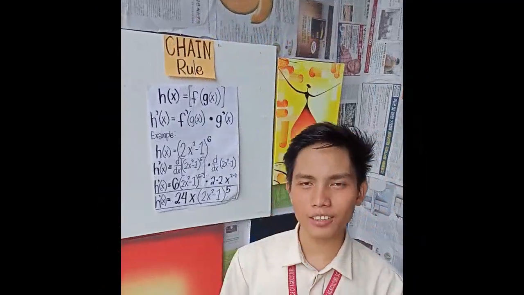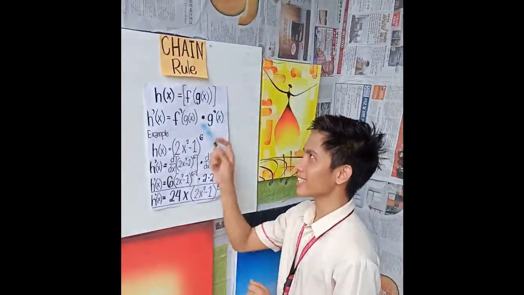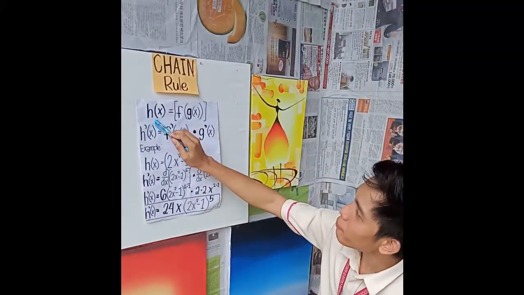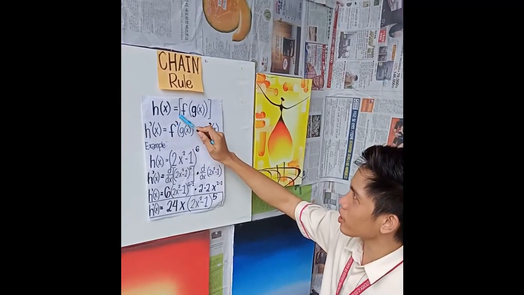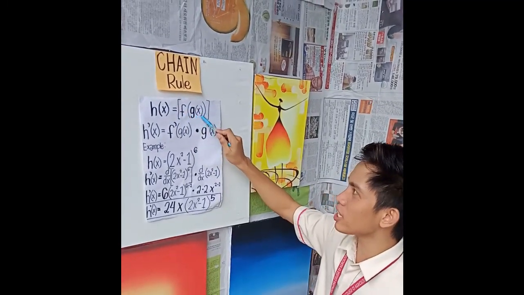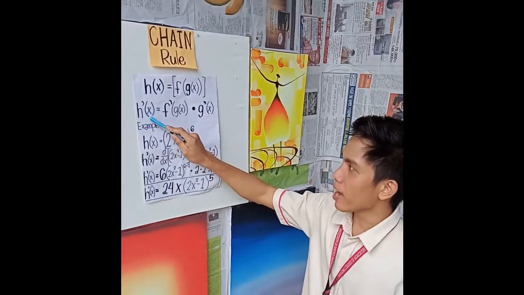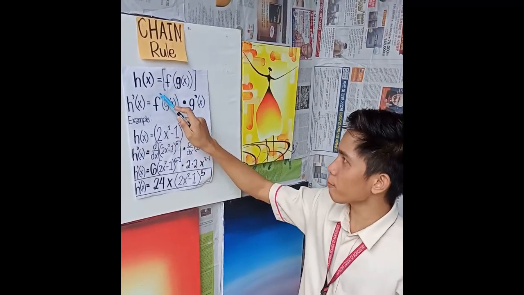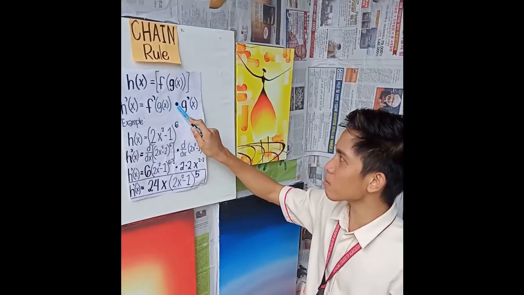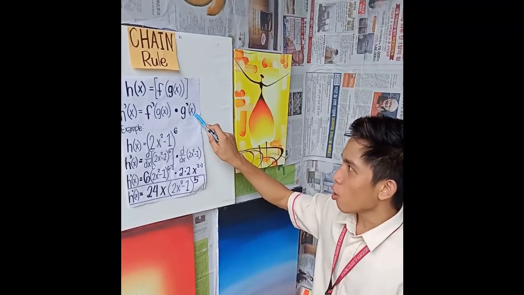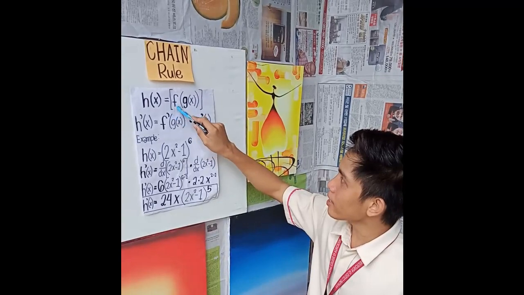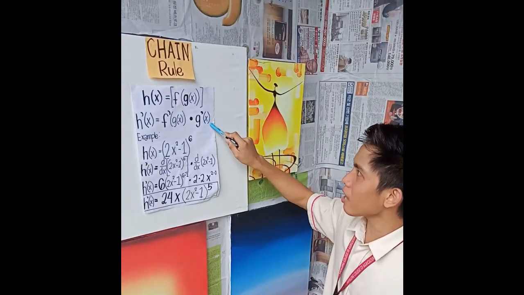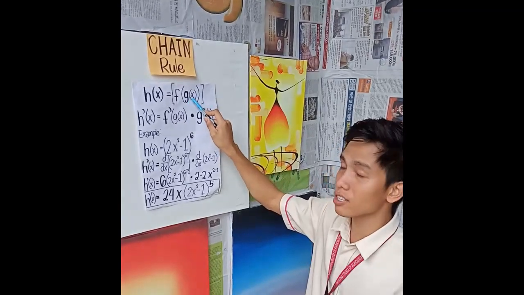Last, we will now talk about the chain rule, a core principle in calculus which is a little bit difficult. So if we have some function h of x is equal to f of g of x, our h prime of x, or the derivative, is going to be equal to f prime of g of x times g prime of x, or the derivative of the outer function times the derivative of the inner function, which is the g of x.